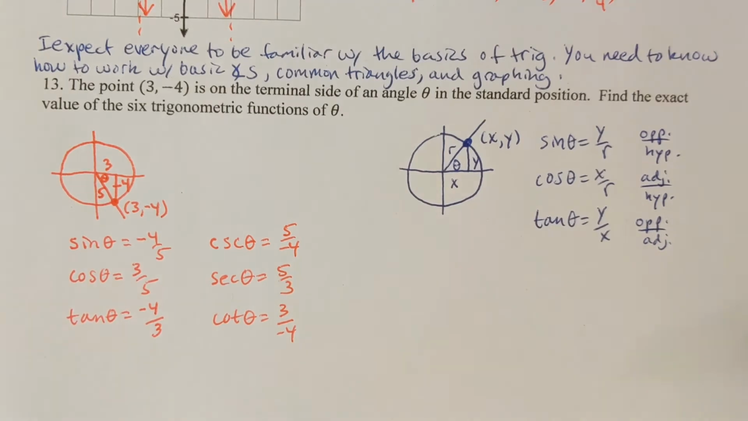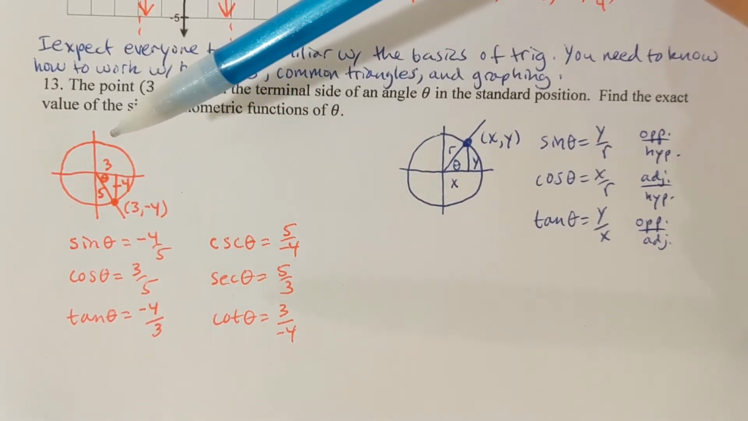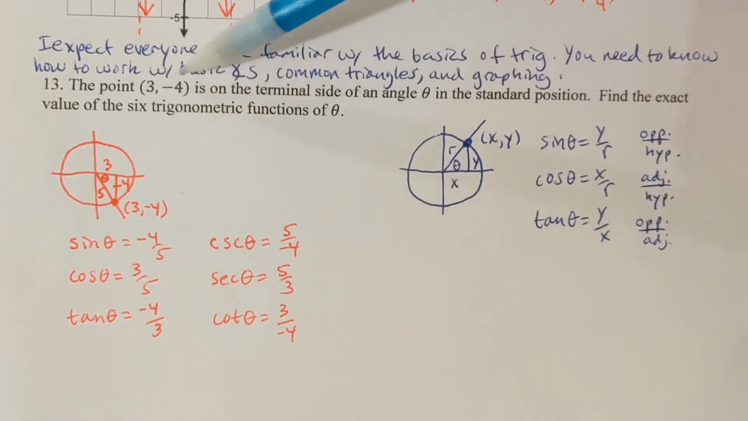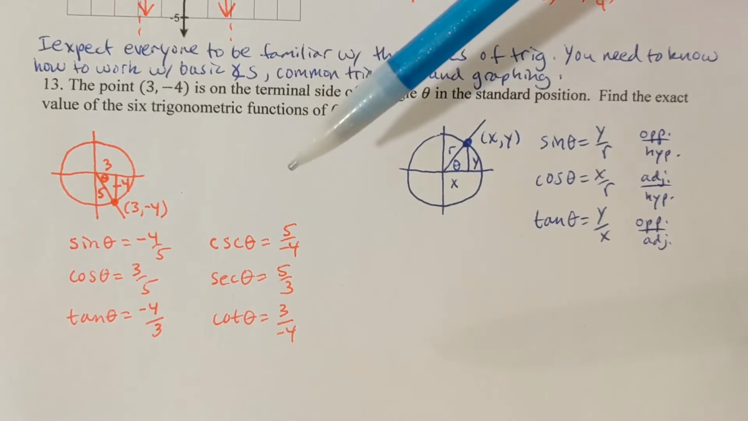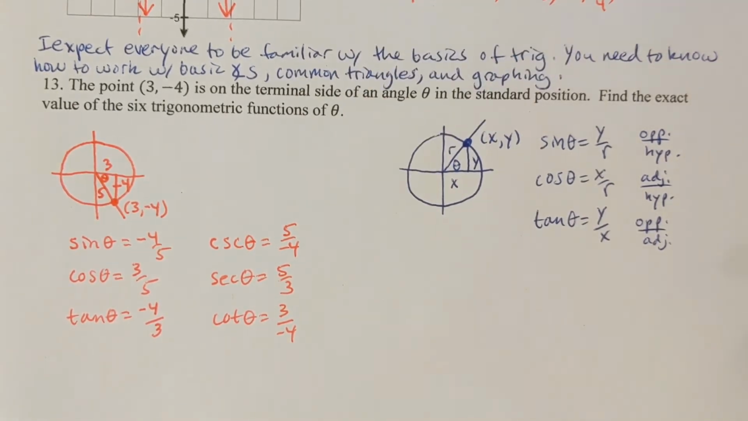Okay, I see more than I should where a student draws a triangle and misses the sign. Okay, now they gave us a point here. But in other examples, if you're working with one of the common angles, you may forget to put a negative on a side when in fact it should be a negative.